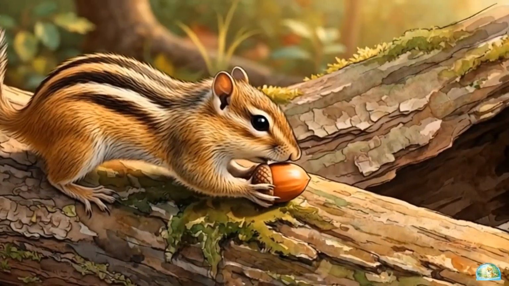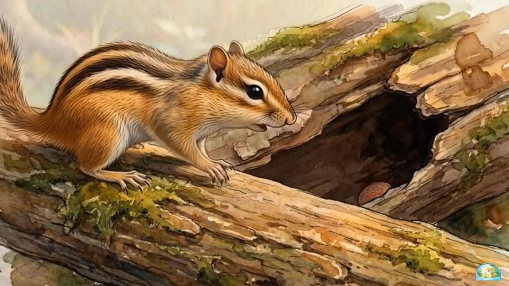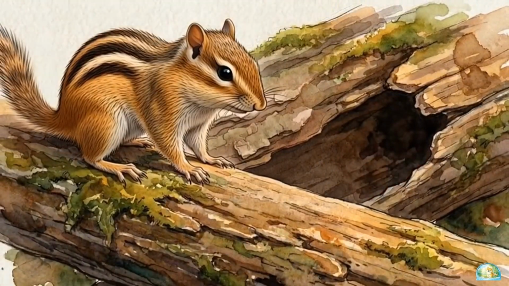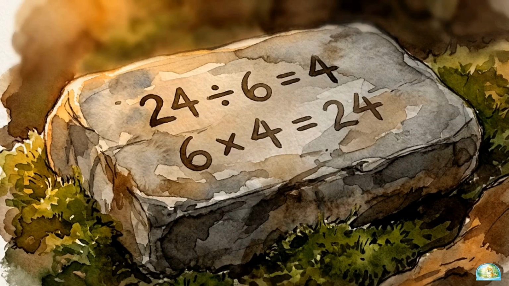Chip parses the 24 total acorns, moving them one by one along the wood and into the empty cache openings. 24 divided into 6 equal groups asks a different question. How many are in each individual group? The related multiplication equation is 6 times what equals 24. Since 6 times 4 is 24, each group has 4.